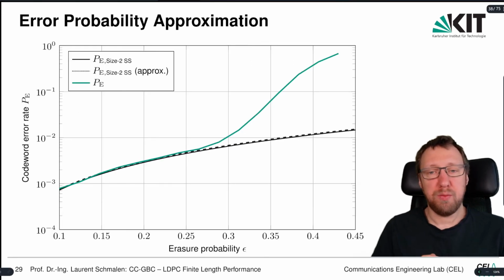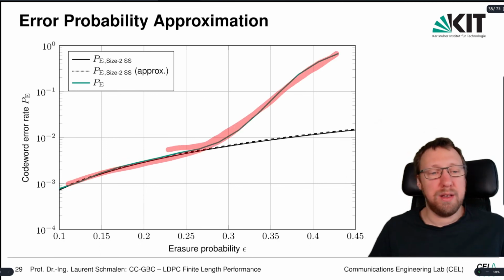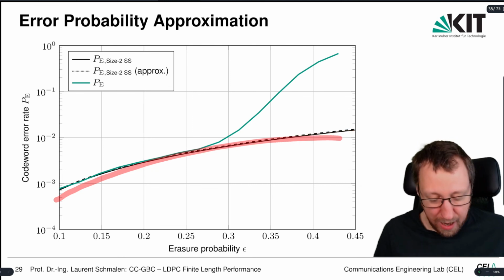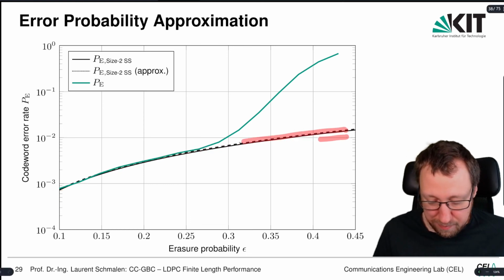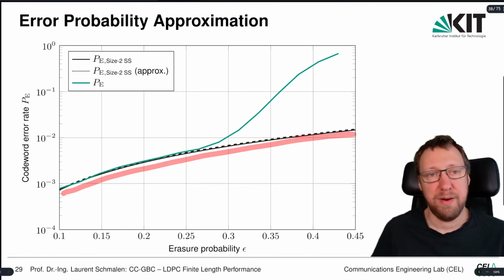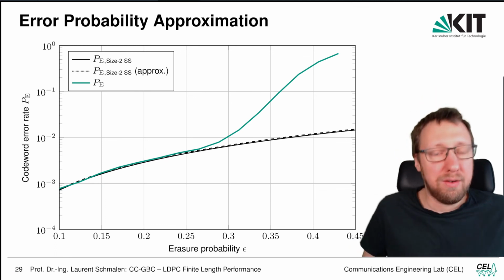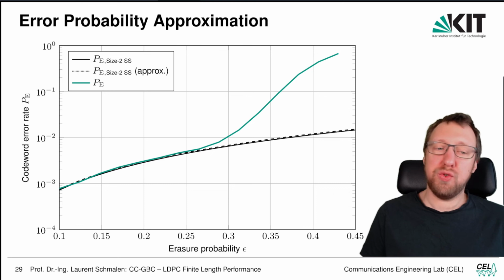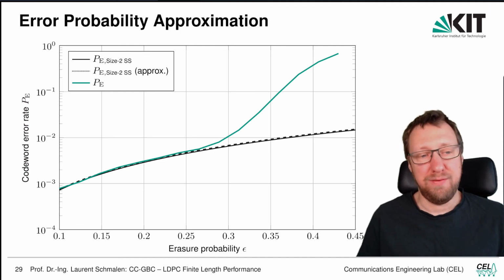So here is what we get. Here we plot the code word error rate that we just calculated together with the approximation PE size 2 SS. That's this curve. And we can see that in the error floor region, this gives a very, very good approximation of what's going on. The real expression and the approximation are more or less similar. They are very, very close to each other, even using this very crude approximation. This allows us to calculate quickly for a certain dv and a certain n what's going to happen. And if we want to achieve a certain target error rate, this allows us to choose the specific n in order to achieve it.